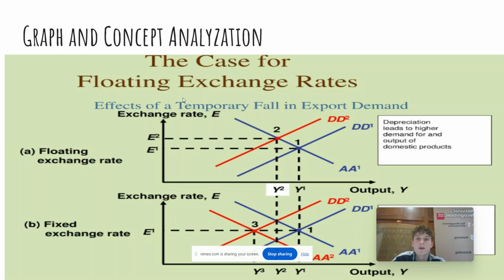So this is just a little bit of a graph and concept analysis when looking at floating exchange rates and fixed exchange rates. So at the top, you're going to be looking at the floating exchange rate, and you see depreciation of the currency increasing, and it leads to a higher demand for output of domestic products made within the country.